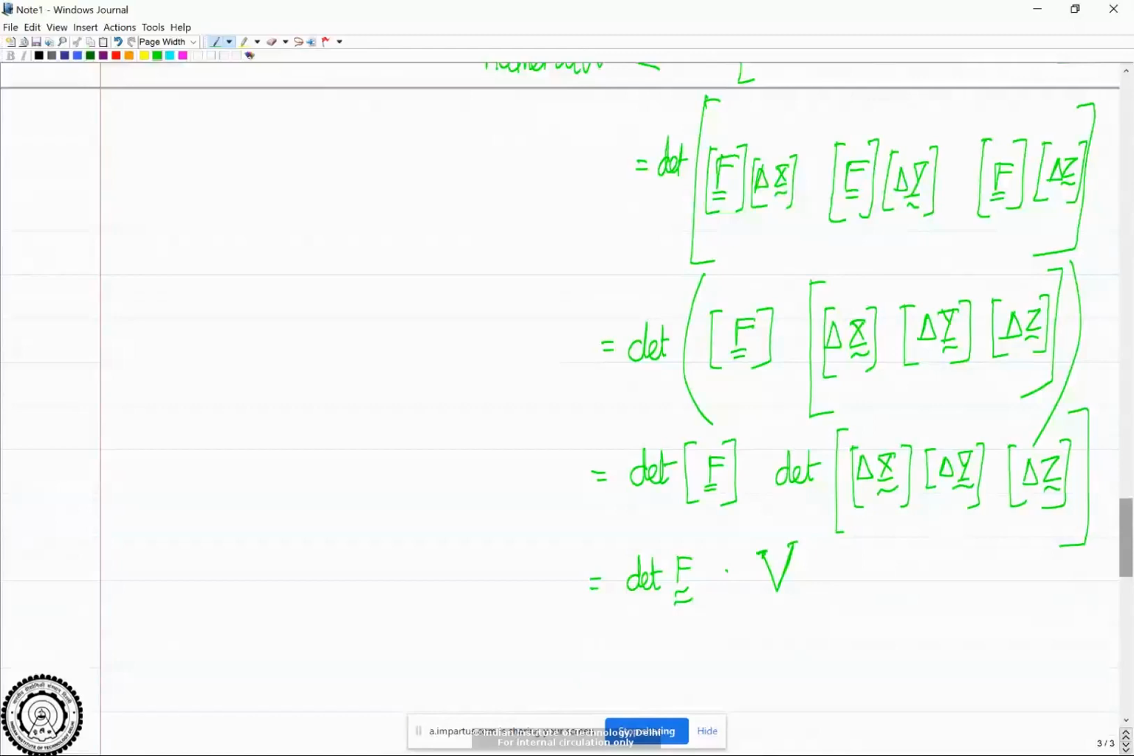Huh? How do you come from here to here? Can you explain to me? See, basically, this matrix here has been written as the product of two matrices. Can I do it? How did I do it? Sir, product of 2 or product of 3, sir? Product of two matrices. This is one matrix and this whole thing is another matrix.